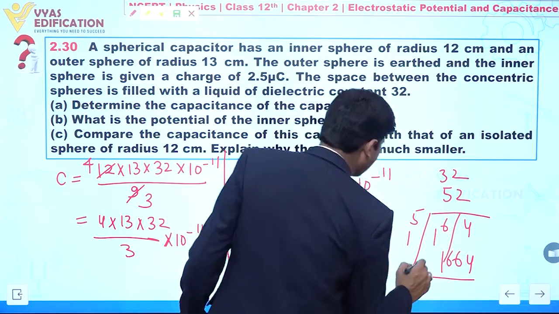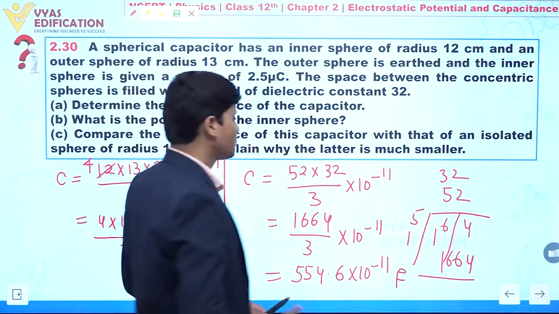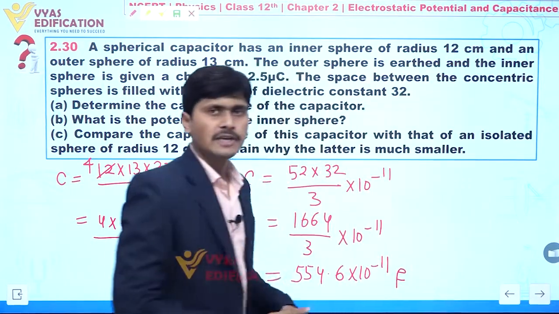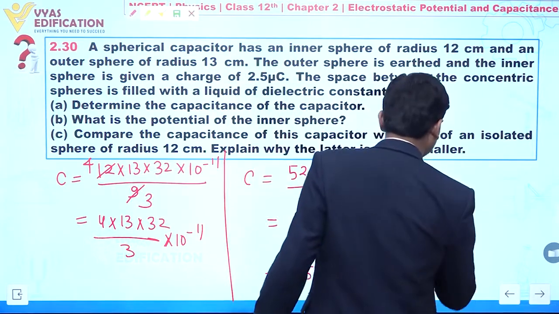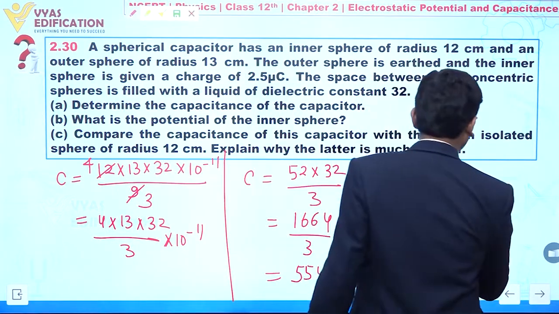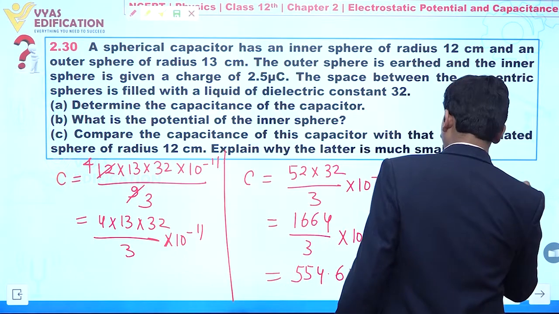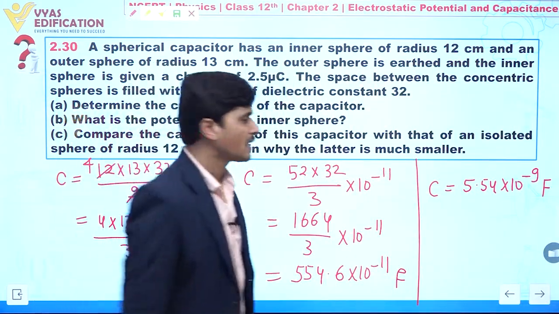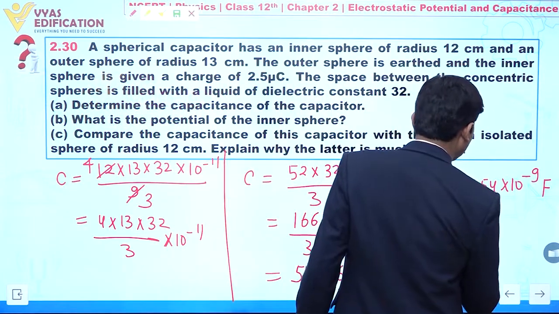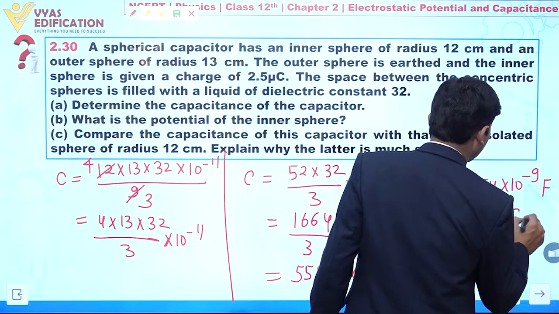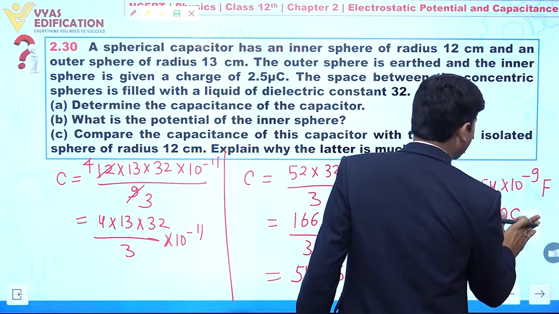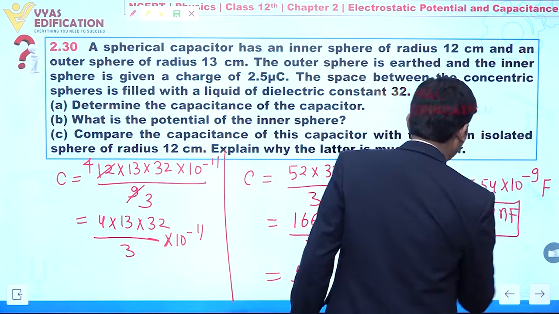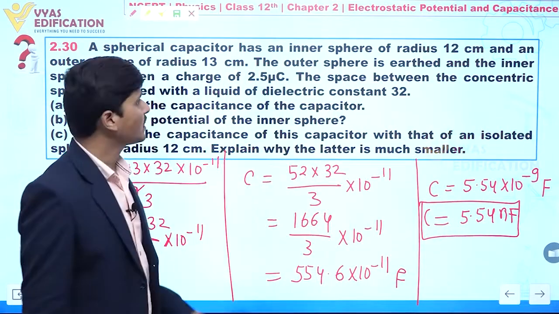Clear? And this value is in farad. Now from here we can write, value of capacitance is given by 5.54 into 10 to the power minus 9 farad. Or you can write, value of capacitance is given by 5.54 nanofarad. Clear to you? Yes. So this is the value of capacitance of this spherical capacitor.